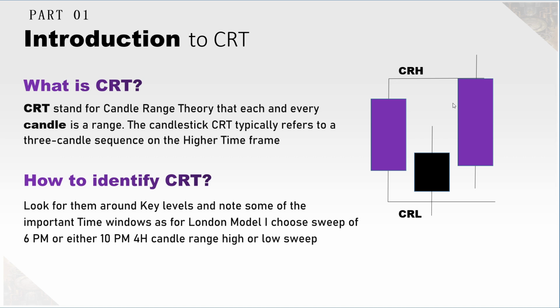As for the London model, I choose the sweep of the 6 p.m. or either the 10 p.m. 4-hour candle range high or low sweep, right? So you can look at any other CRT or CRL as you wish, but I would be choosing the 10 p.m. 4-hour candle for my London model.